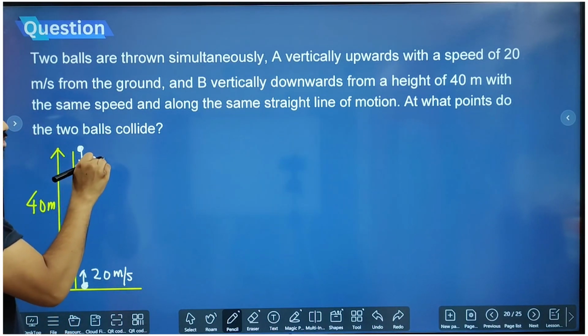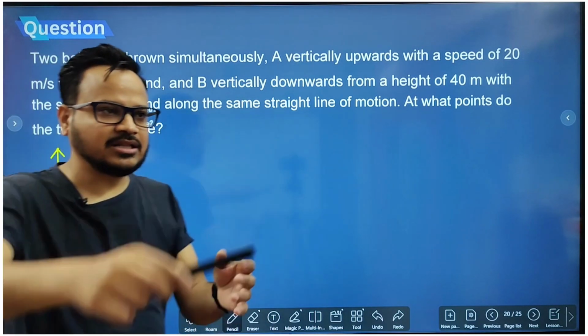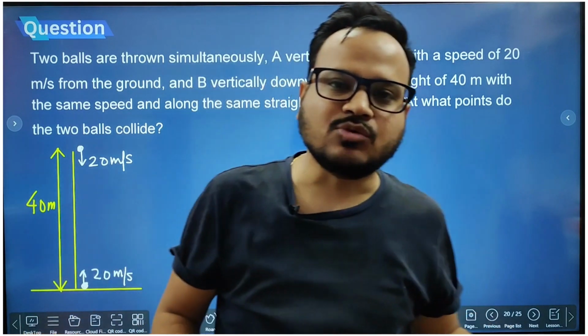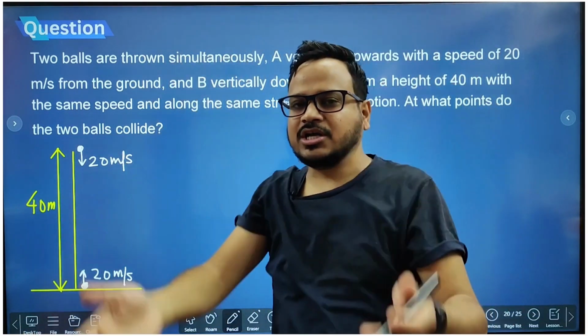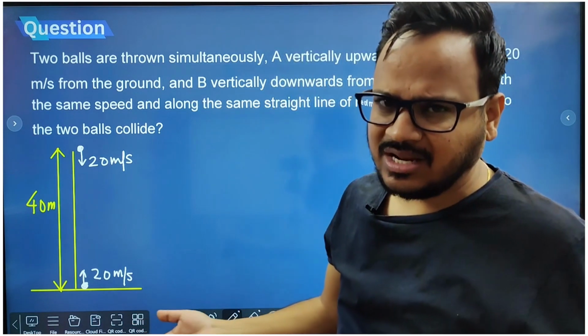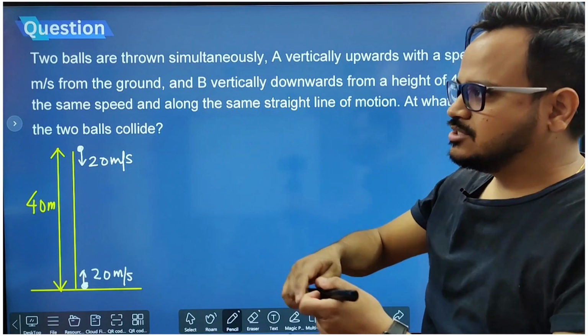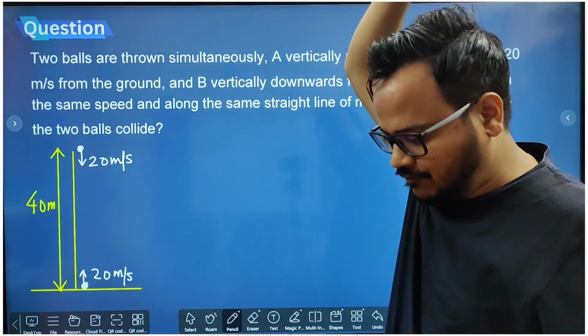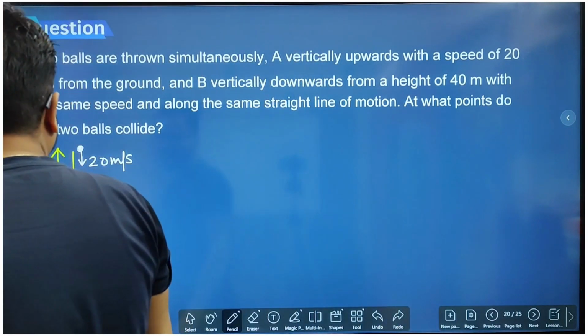So this is not the case of free fall. This is a case of free fall, but not in this manner, that in most cases what we do, we just drop the body, and when we drop the body it continuously falls towards the ground due to acceleration due to gravity. But in this case we have not just dropped the body, we have thrown this body with a speed of 20 meter per second.